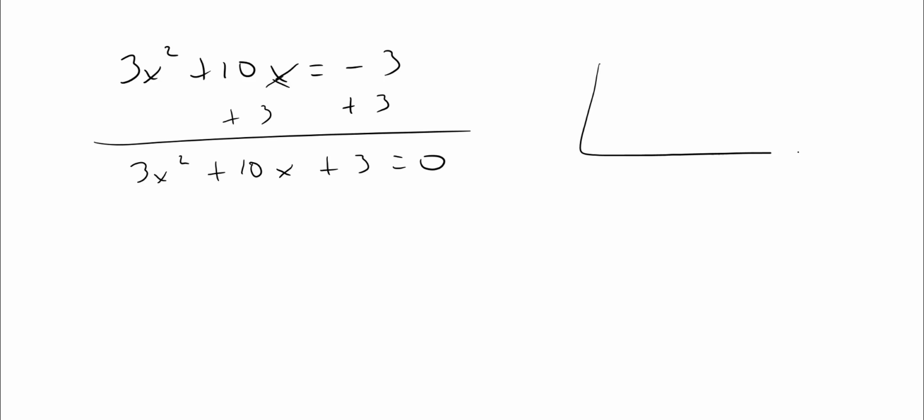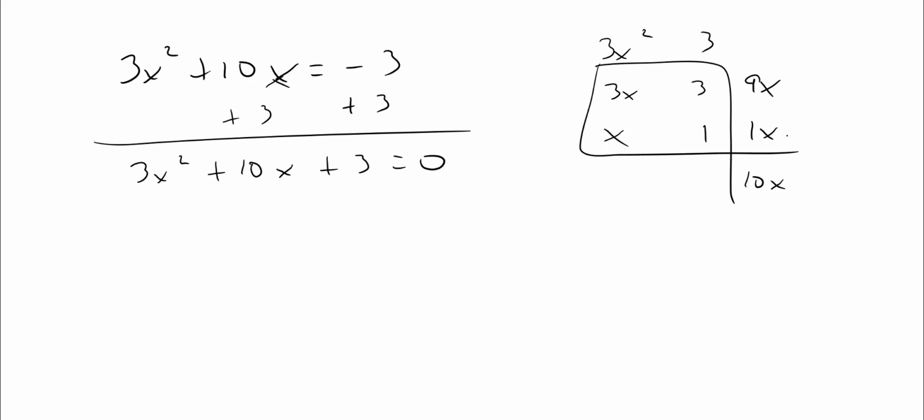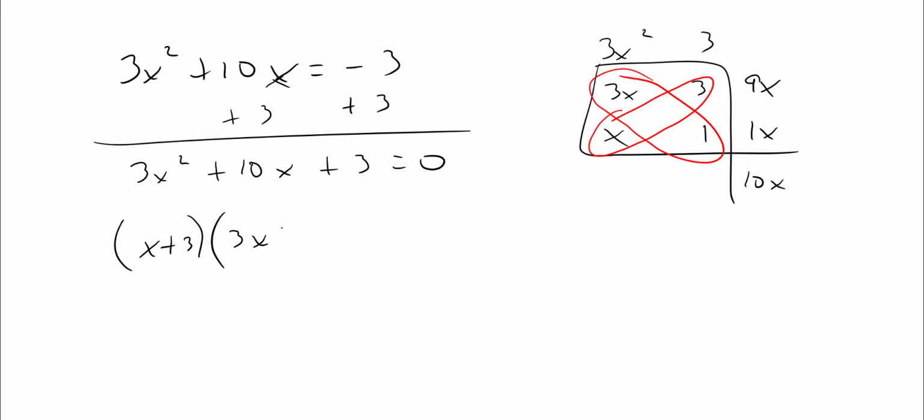Okay, now I do a factor box, as long as it's equal to 0. So 3x squared, 3, and 10x. So 3x squared is 3x and x, and 3's got to be 3 and 1, but the order is here, 3 and 1, right? Because then this is going to be 9x and 1x, so that gives you 10x. Okay, so we got x plus 3 and 3x plus 1. Sweet! So x plus 3 and 3x plus 1.